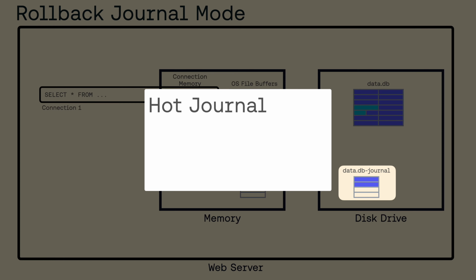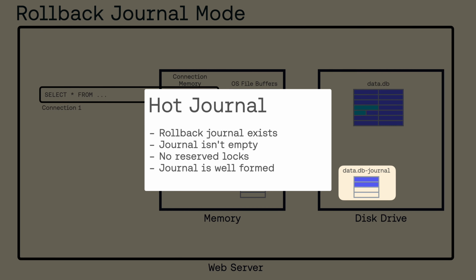The next question you probably have is, what makes a journal a hot journal? Well, a journal is a hot journal if all of the following conditions apply. The rollback journal exists, the journal isn't empty, there are no reserved locks on the main database, the header of the journal is well-formed, and the journal doesn't reference superjournals, which are used for transactions across multiple databases. If these criteria are met, then SQLite knows it needs to fix the database by applying the data in the rollback journal back onto the database file.